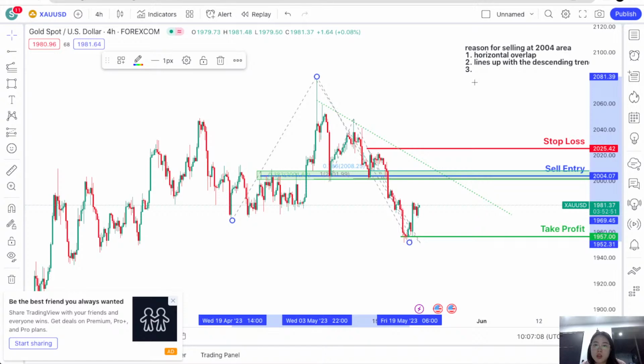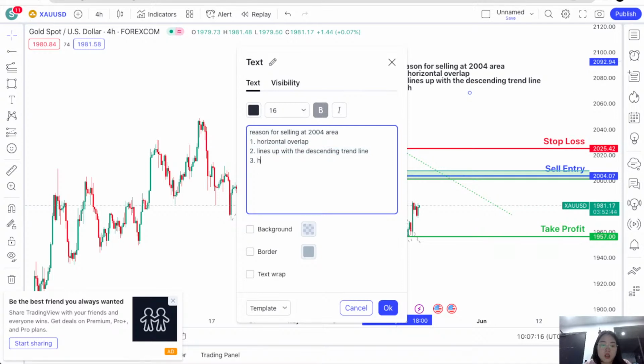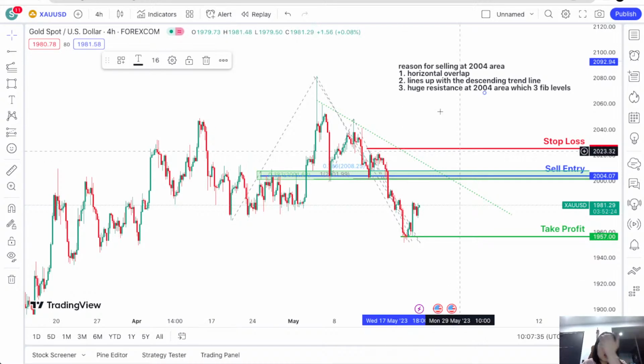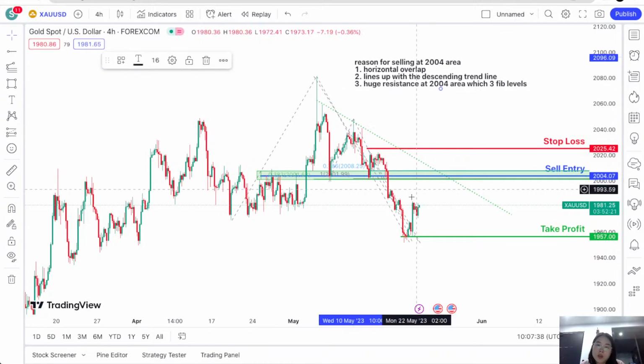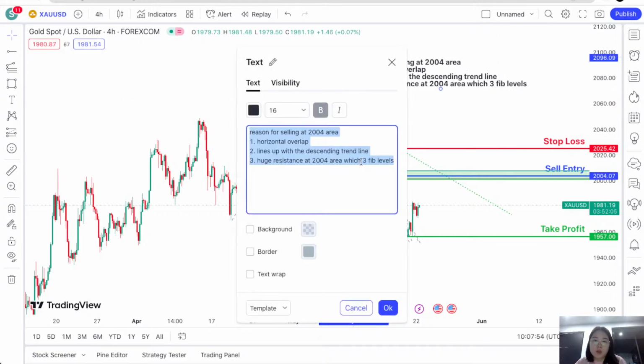So, reasons for sell. Huge resistance at the 2004 area with three fib levels. So I've got a horizontal overlap. I have a horizontal overlap that lines up with the descending trend line, that lines up with a huge resistance at the 2004 area, which has three fib levels.